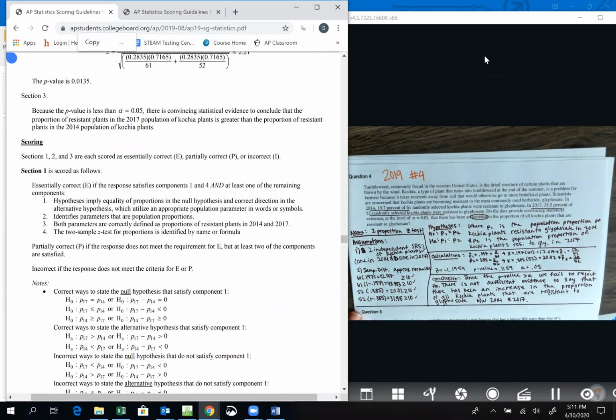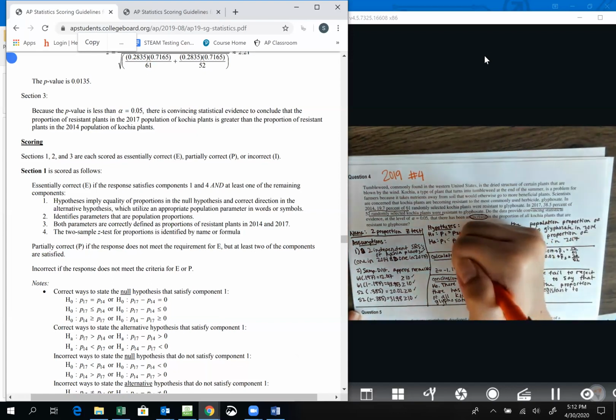So sections 1, 2, and 3 are scored as essentially correct, partially correct, or incorrect. So essentially correct if they satisfy component 1 and 4 and at least one of the remaining components. This is kind of a weird way to do it. Hypotheses imply equality of proportions in the null hypothesis and correct direction in the alternative hypothesis, which utilize an appropriate population parameter in words or symbols.